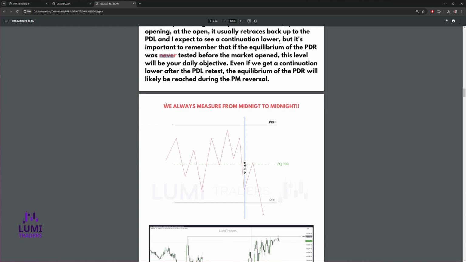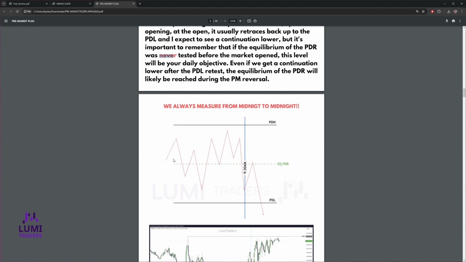Okay, we always measure from midnight to midnight. This means we put a vertical line on the midnight level and a vertical line for another midnight level. We're trying to find the high and low inside this time window. We want to measure from low to high, from high to low, and find equilibrium, right?